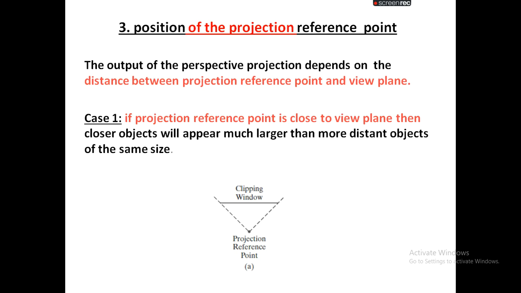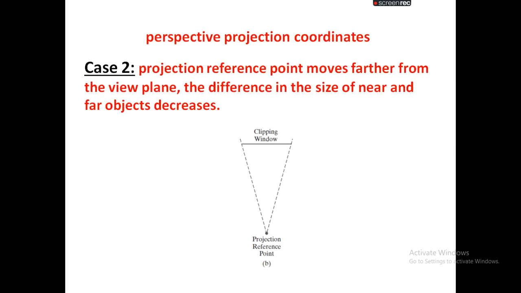This is the one position. Second position: we kept the projection reference point far away from the view plane. Means we place the projection reference point at a certain distance compared to case one. It is far away from the projection reference point compared to the previous example.